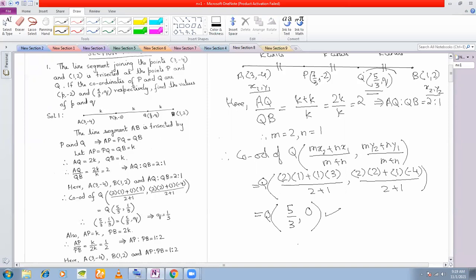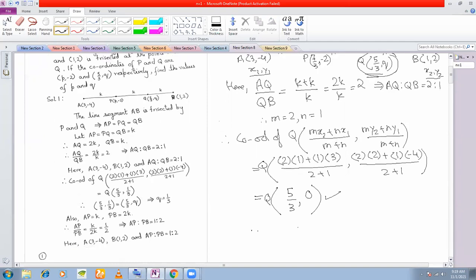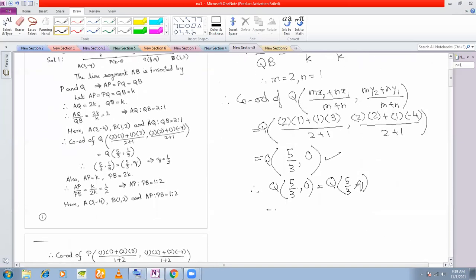But what are the coordinates given here? 5 by 3, Q. Therefore, these two must be equal. Therefore, Q (5 by 3, 0) is equal to (5 by 3, Q). So that means now you equate the y coordinate, you get Q is equal to 0. Okay. So that is how you find out the values of P and Q.